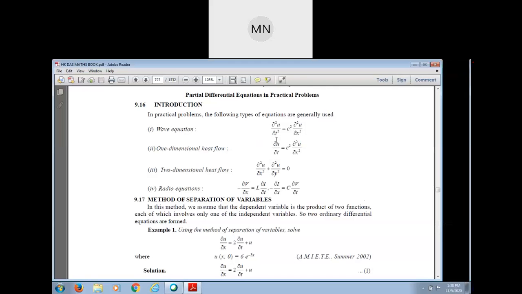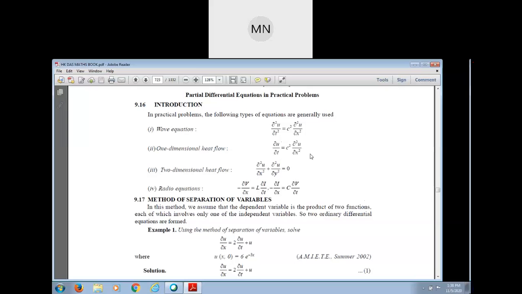The next one is the heat equation. This one is the one-dimensional heat equation: del u del t equals c square del 2u del x square. Here also x and t are independent variables and u is the dependent variable. And the third one is the two-dimensional heat equation: del 2y del x square plus del 2y del y square equals 0. Just remember the equations.